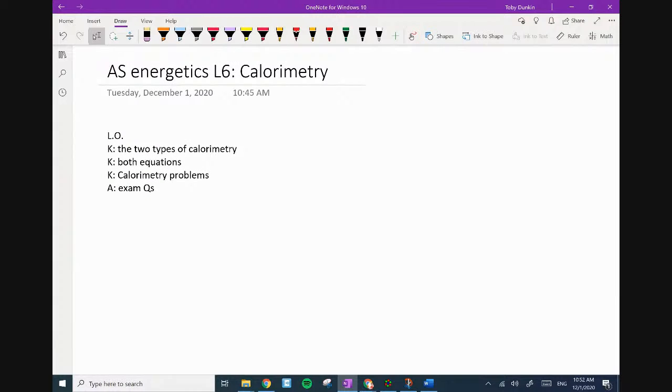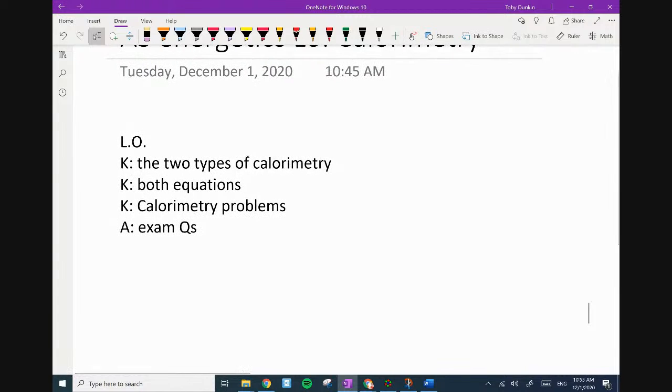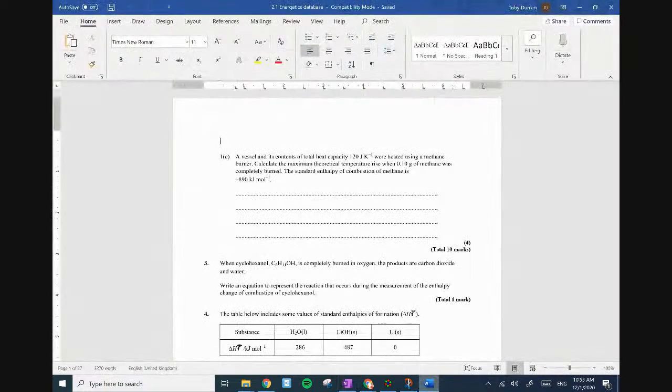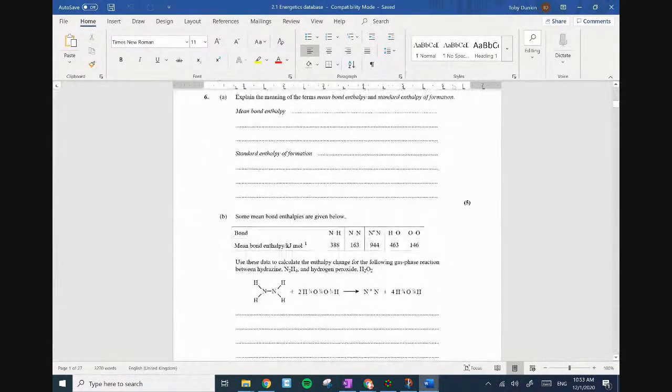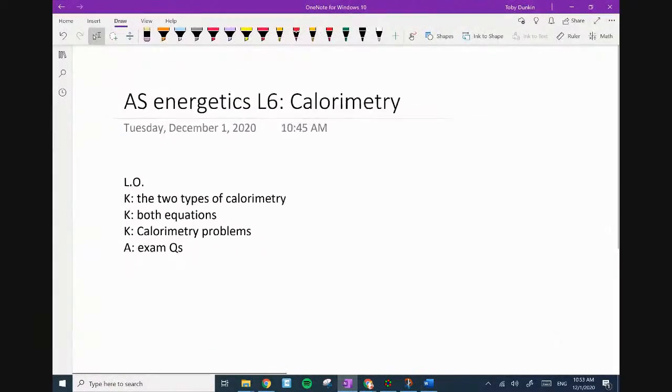So calorimetry, 4 learning objectives. Know the 2 types of calorimetry. We've already discussed this right at the beginning of energetics, but I'm going to cover them again. Know both equations. These are the equations that you're going to need to use for calorimetry, and I'm going to show you some questions which take adaptations to those. Then know calorimetry problems, and then be able to access exam questions, which I have on hand here, and we will have a look at some of those once we get towards the end of the lesson.